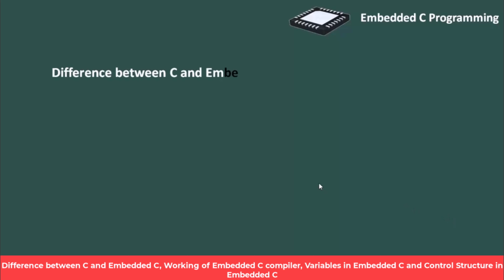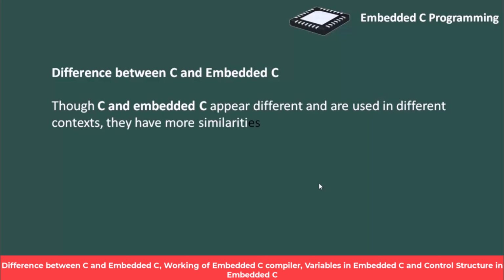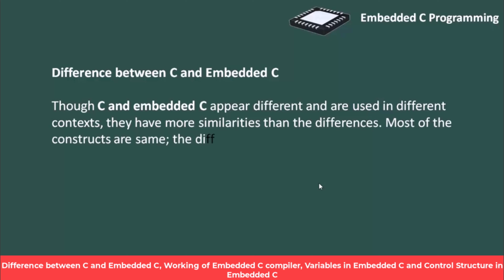Now let's discuss the difference between C and embedded C. Though C and embedded C appear different and are used in different contexts, they have more similarities than differences. Most of the constructs are the same and the difference lies in their applications. C is used for desktop computers while embedded C is for microcontroller based applications.